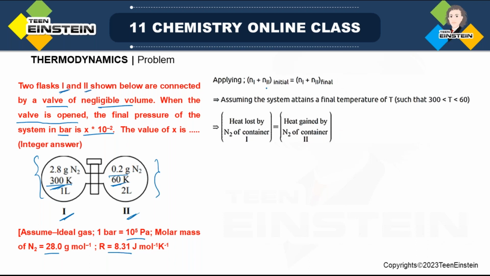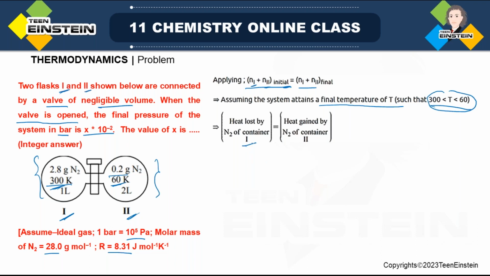So we will use this condition: the number of moles present in 1 and 2 initially, that is before opening the valve, and after opening the valve. Obviously the number of moles will not change, it will remain the same on both sides. So you can write this condition. And one more thing, assuming the system attains a final temperature of T, which is in between 300 and 60. So that is why it is written in this way.